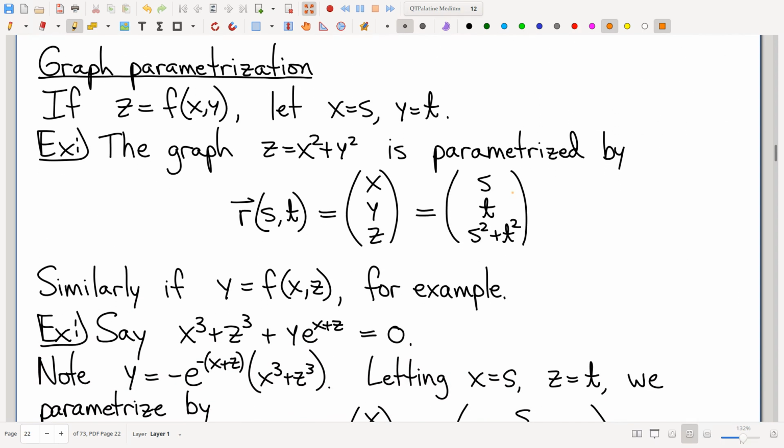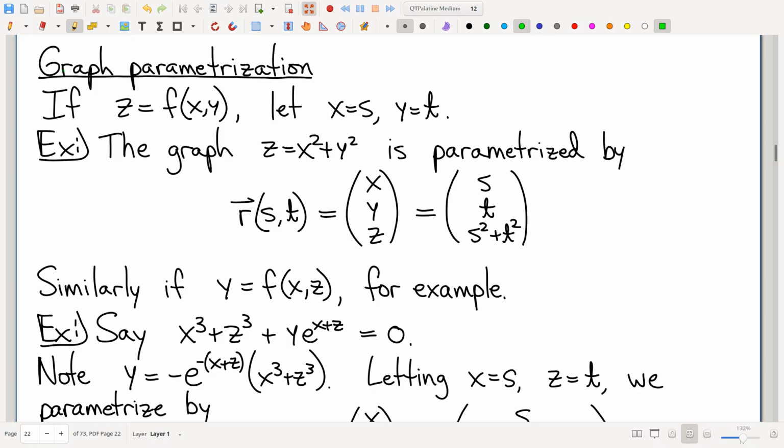So, my favorite method for parameterizing a curve was the graph parameterization, you may recall. Well, my favorite way to parameterize surfaces, also graph parameterization. It's the same basic trick.